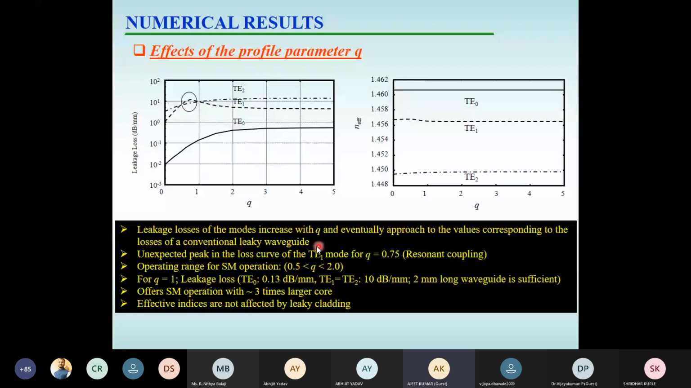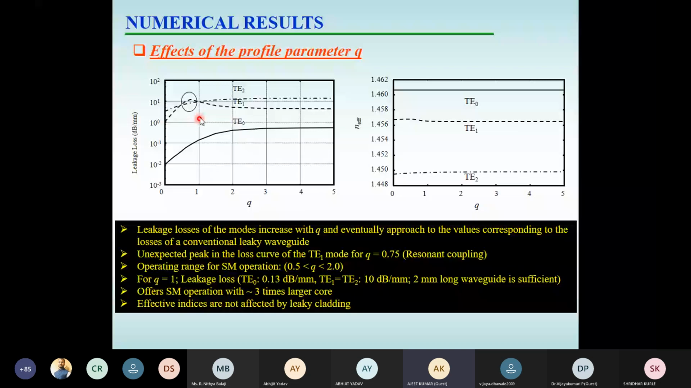From this we have chosen the operating range for single mode operation, and we find that single mode operation is there between 0.5 to 2 micron. Specifically, if you take Q equal to 1, because of this resonant coupling, which is somewhere here, the loss of the first higher order mode and second higher order mode is almost the same over here. In the absence of the resonant coupling, your first higher order mode would come somewhere here. So the difference of the loss has been increased because of the resonant coupling.